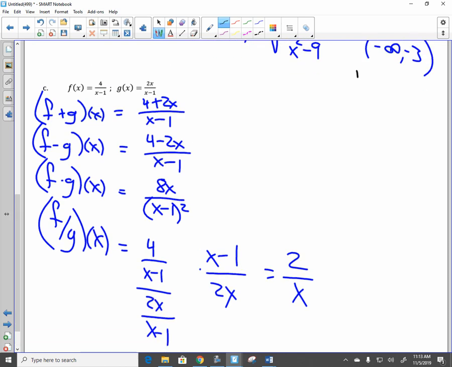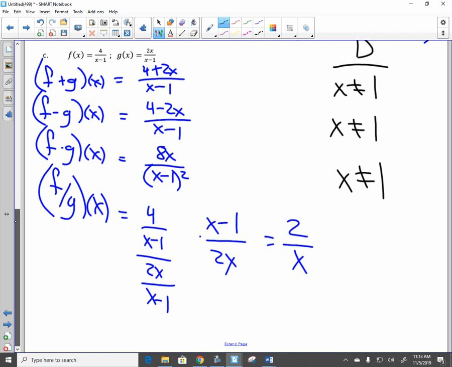Now let us state the domain. What's the domain of f? x can't be 1. Domain of g. So the overlap: x can't be 1. All the way down. However, the last one is just a little bit different. What would you say is the domain for the last one? And you're only half right if you say that.